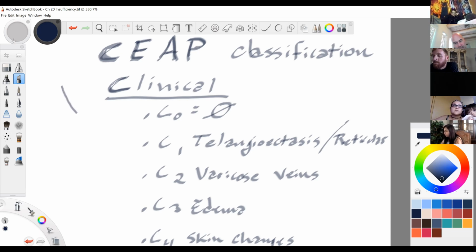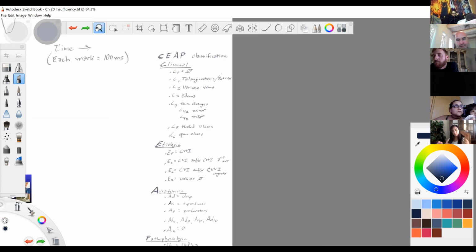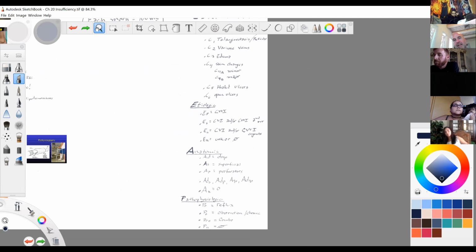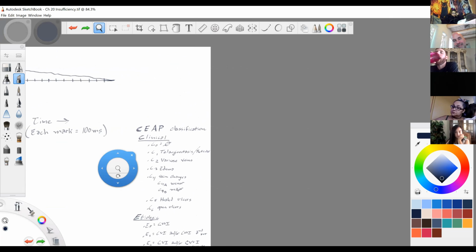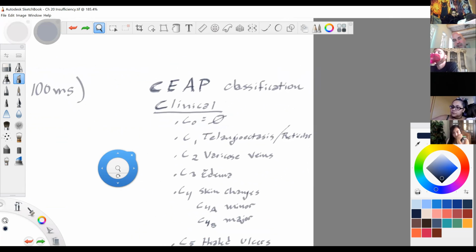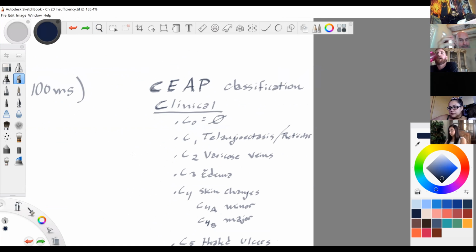CEAP classification: clinical, etiologic, anatomic, pathophysiologic. So if we're going to be doing this and we run into the clinical, and give them a C0, that means 0, as in nothing. At this point, you're probably done. Let them go. No, maybe not.